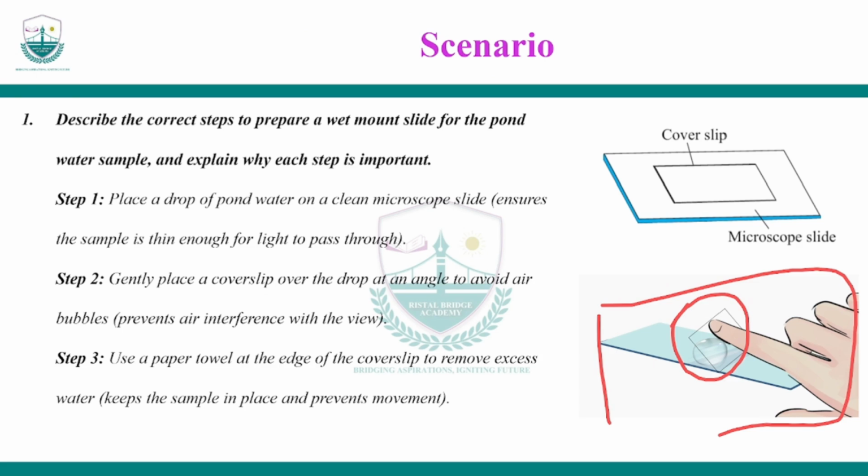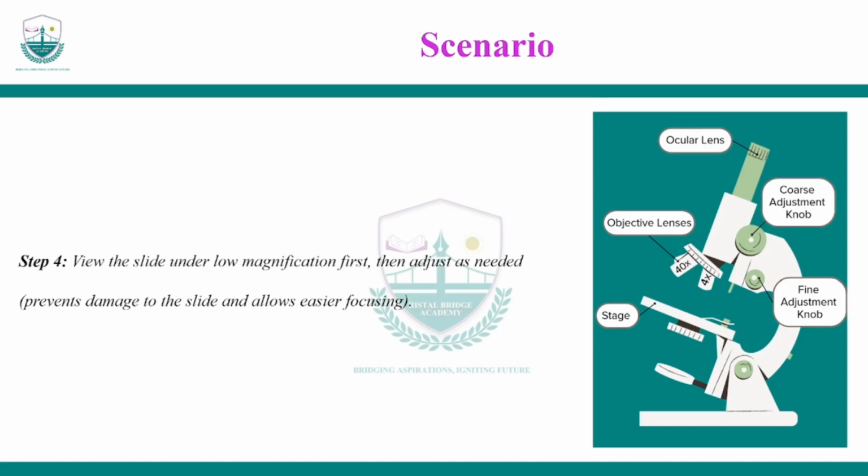The third step is that you can use a paper towel and wipe the edges of the cover slip such that you can remove that excess water. This helps you keep your sample in place and prevents movement of the microscope slide when you place it on the stage. So you need to put that microscope slide on the stage and make sure it is well put in place so that it does not move. And then, of course, use the clips on the stage to make sure that it is well fixed.